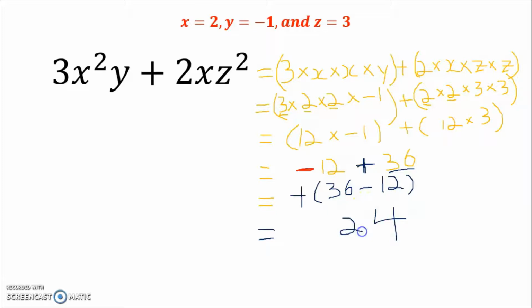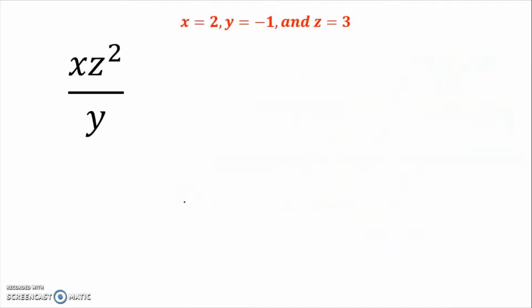So we get positive 24, or just 24. And that's our answer there. That's the value for this expression, 3x squared y plus 2xz squared. Then we have xz squared divided by y. Let's see what that is equal to.